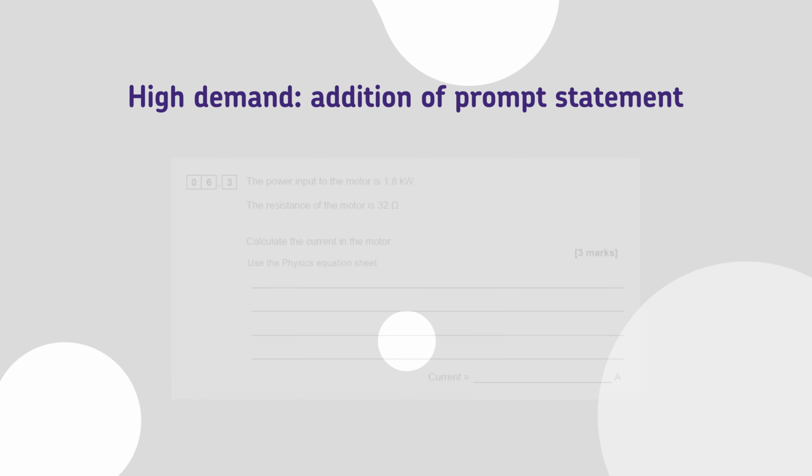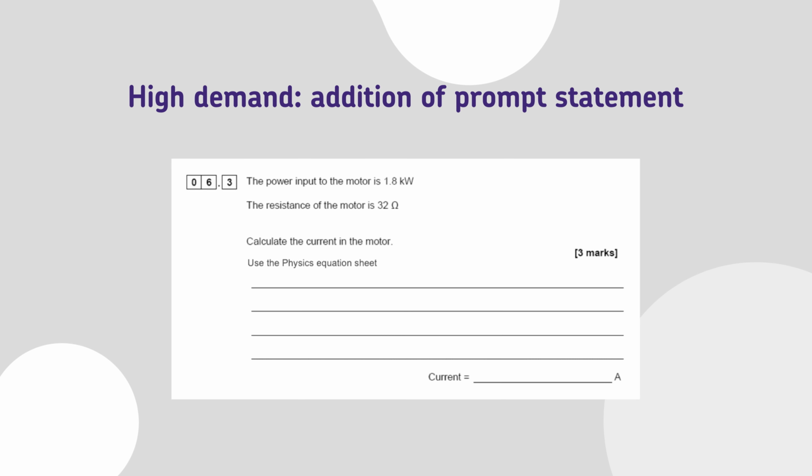For all high demand questions, students will see the prompt, use the physics equation sheet. As with standard demand questions, students will still have to substitute the numbers into the equation, and rearrangement may be required, along with possible unit conversions, using standard form, and expressing answers to a specified number of significant figures.